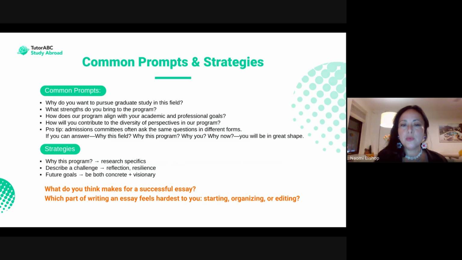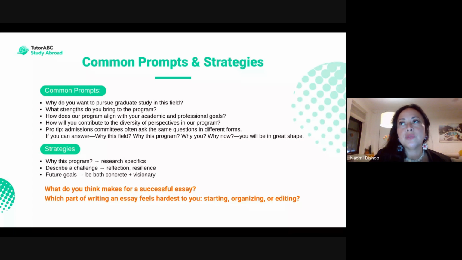We've done this before on the other slide, but they are: why this field, why this program, why you, why now? You can start with those 4 prompts, write those out. Don't worry about where they're going to go right away. You'll be in pretty good shape. And the strategies for those are, for why this program, research specifics.